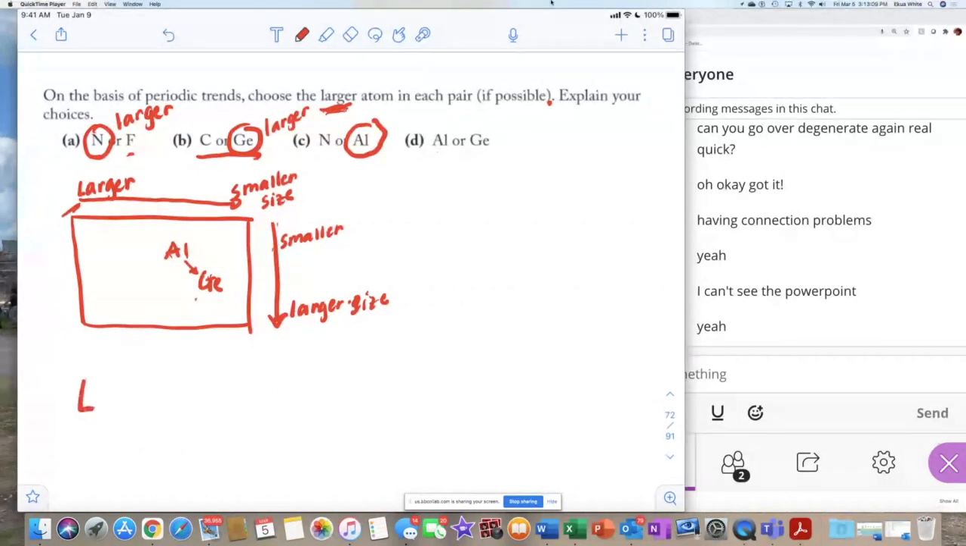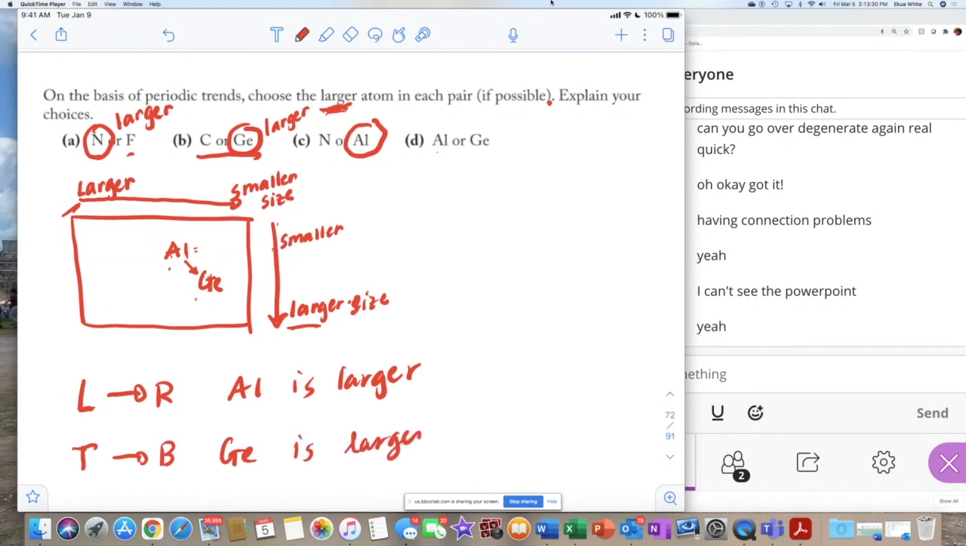They say which is larger between these two. When I look at my left to right, it shows that AL is further left, right? Correct? So AL is larger. That's their conclusion. Okay? But from top to bottom, which is further down? From top to bottom, GE is larger. Okay, we have a standoff. So who is correct? Which rule is more dominant?